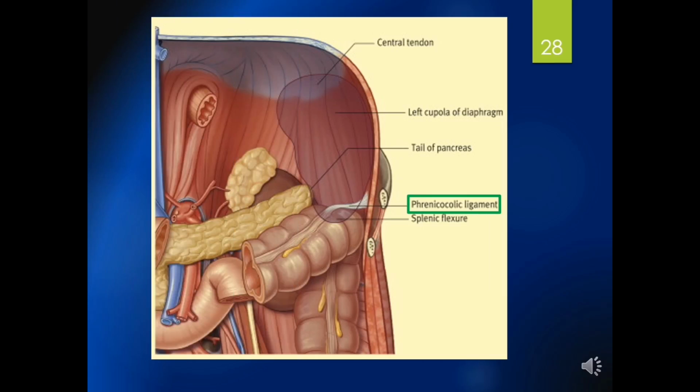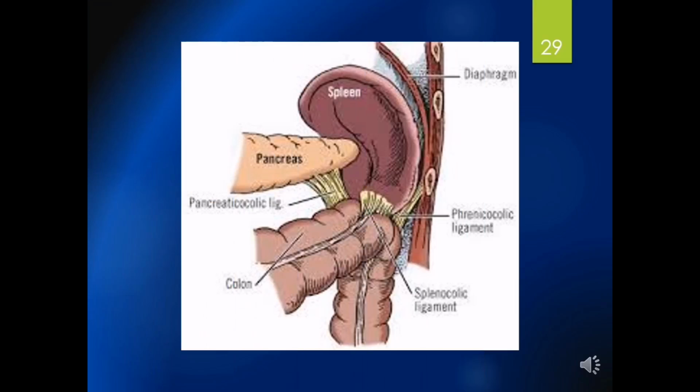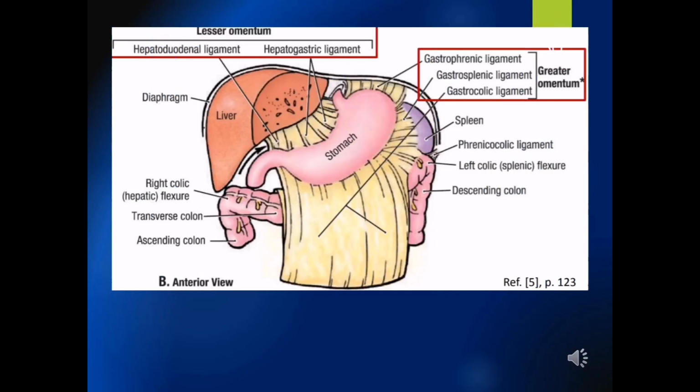This is the phrenicocolic ligament which attaches the splenic flexure to the diaphragm. Here lies the pancreaticocolic ligament which attaches pancreas to the colon, and also splenicocolic ligament which attaches spleen to the colon, and also the phrenicocolic ligament. This is the gastrocolic ligament, a part of greater omentum which connects the stomach to the transverse colon.